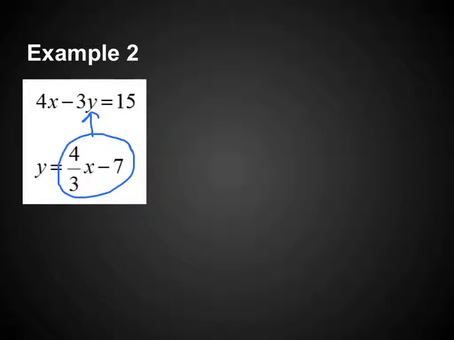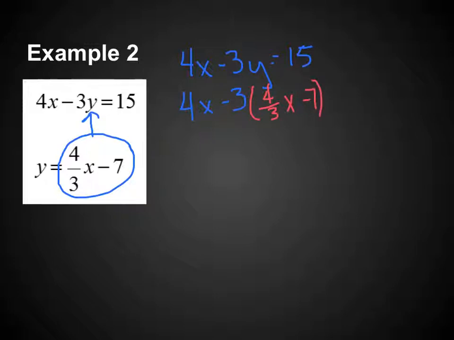So when we have 4x minus 3y equals 15, we're going to replace the y with 4/3 x minus 7. Everything else stays the same, but instead of y, we're putting in what it's equivalent to. If they're equal, they're the same, so this is just like replacing it with what it's the same as. 4/3 x minus 7. Alright, now our equation only has x values, so we can solve for x.